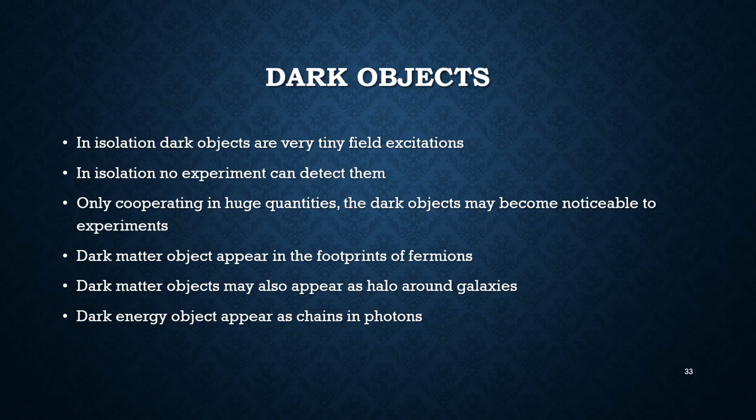In isolation, dark objects are very tiny field excitations. In isolation, no experiment can detect them. Only cooperating in huge quantities, the dark objects may become noticeable to experiments. Dark matter objects appear in the footprints of fermions. Dark matter objects may also appear as halo around galaxies. Dark energy objects appear as chains in photons.